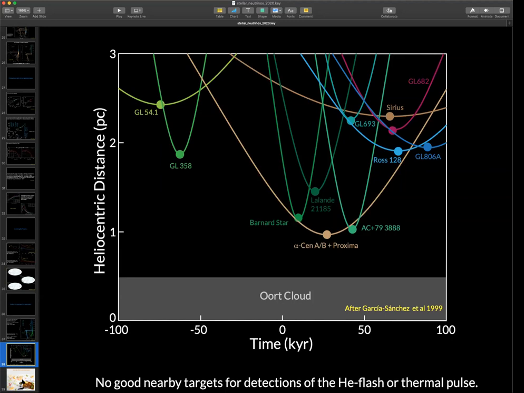Is that? Oh, that's just where I put the dot. Ah, okay. That's just for graphical purposes. You're interested in where the closest approach is, right? Alpha Cen is moving toward us right now, and it will reach its closest distance in about 10,000 to 15,000 years, and then it will start moving away. So I put the dots where it hits closest approach. Does that make more sense now? Yes, very much. Thank you.